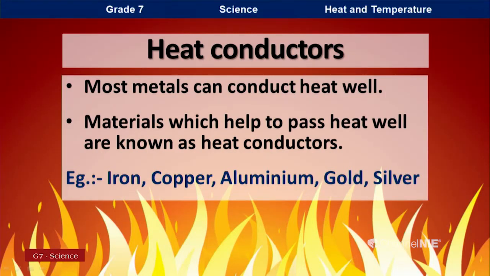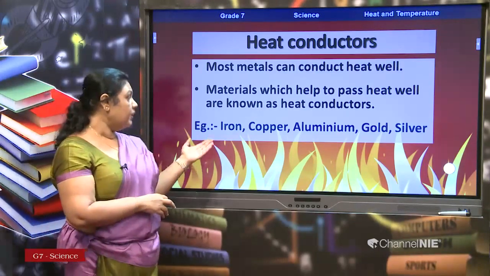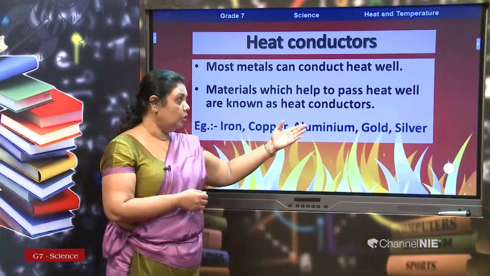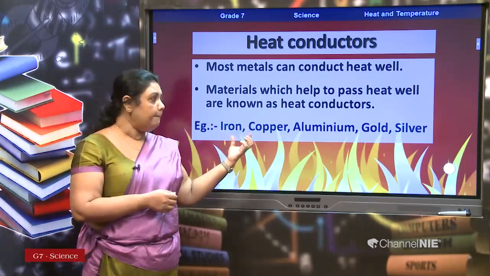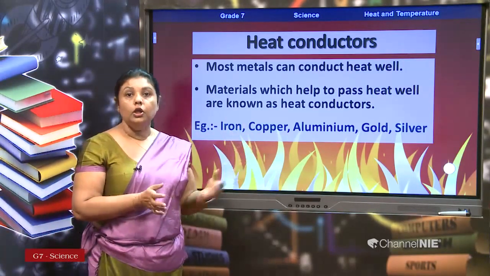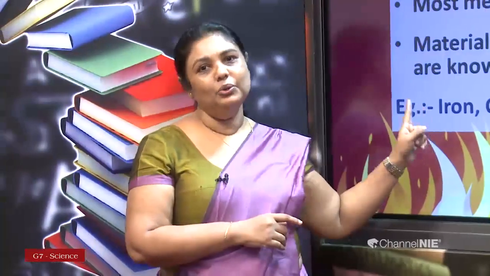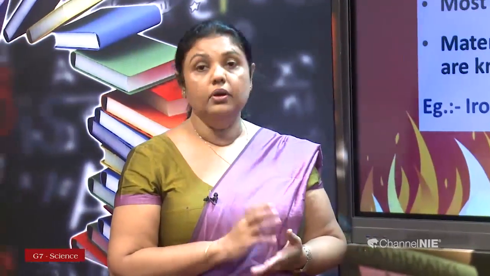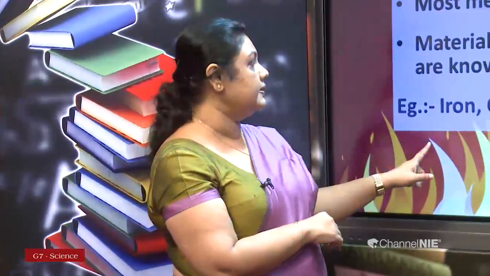We see some examples given there. Some of the materials you may be really familiar with. We have iron, which you know very well, copper, aluminium, gold, and silver. If you take these, they can pass heat very well. If your intention is to pass heat, then you have to use these materials. Simply that. These materials allow heat to pass through. That is why we call them heat conductors.